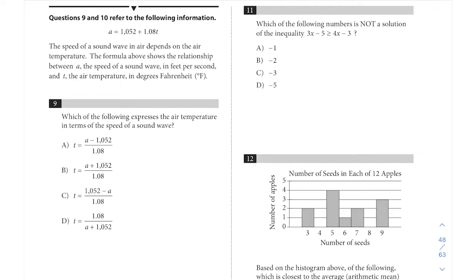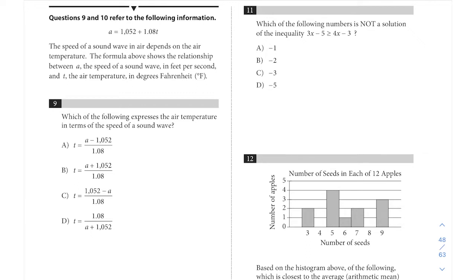So let's take a look at questions 9 and 10 here, which this information that we see refers to both questions. So they give us an equation, A equals 1052 plus 1.08t, and then the paragraph below reads, the speed of a sound wave in air depends on the air temperature. The formula above shows the relationship between A, the speed of a sound wave, in feet per second, and T, the air temperature, in degrees Fahrenheit.